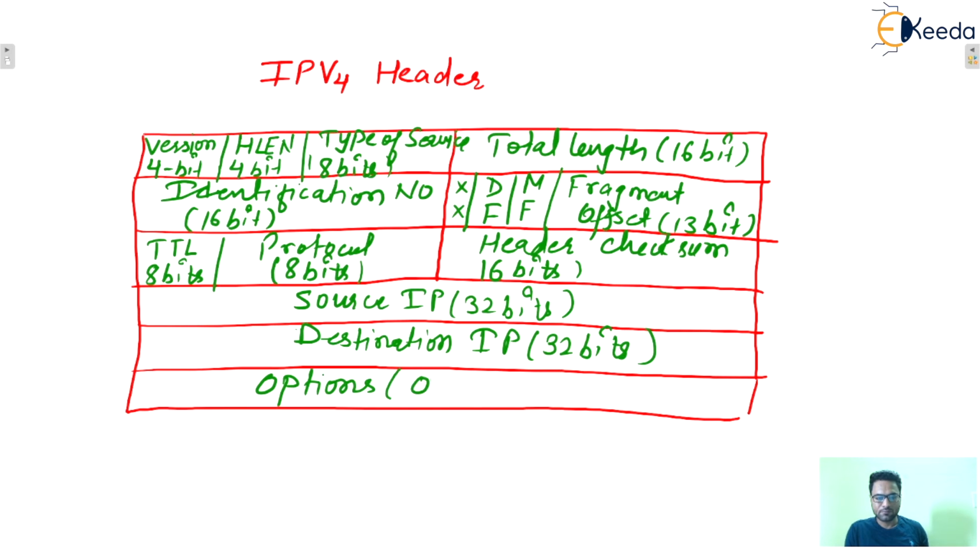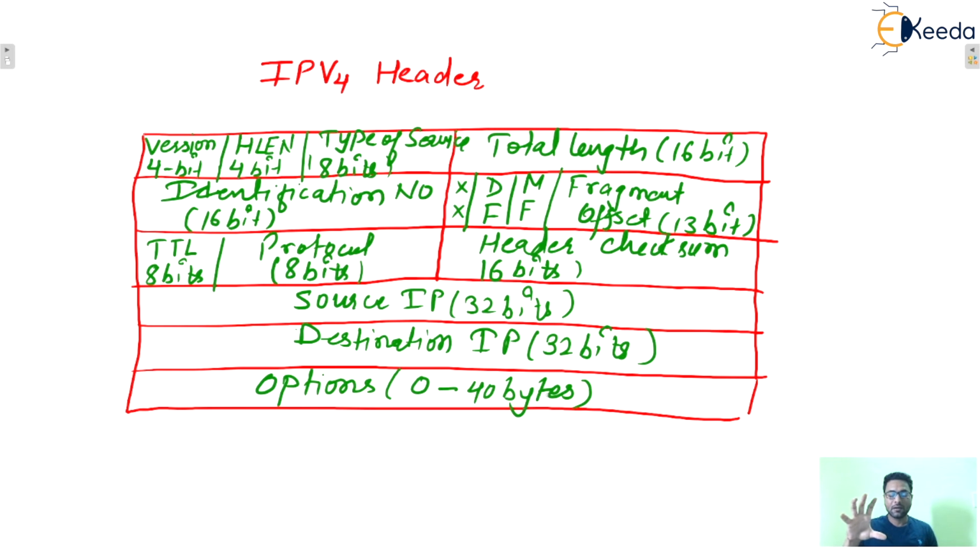Options are from 0 to 40 bytes. That means we can say that these options are optional, isn't it? Whenever there is a requirement, then we can use them. So the minimum size of options will be 0 bytes, not bits, and the maximum size of options will be 40 bytes, isn't it? Okay. So this is the format of the IPv4 header, isn't it?